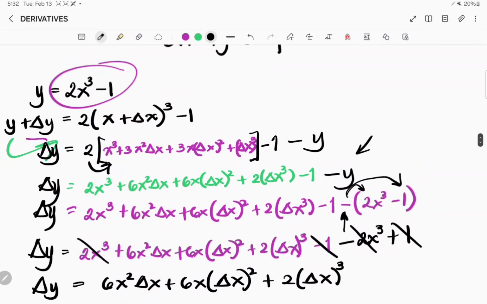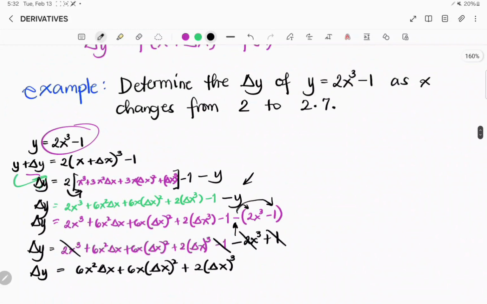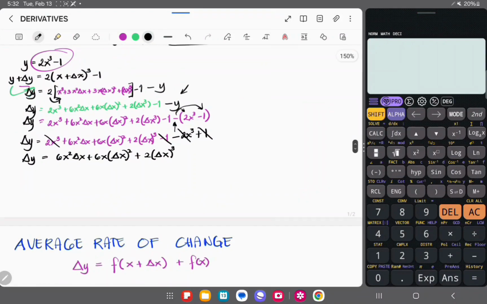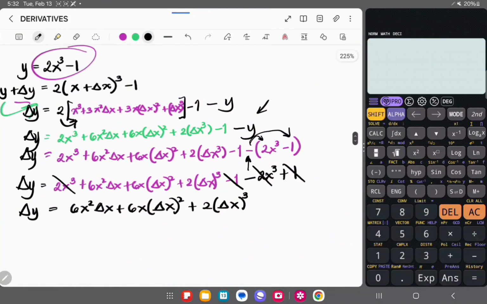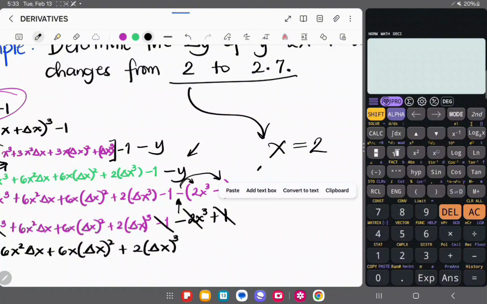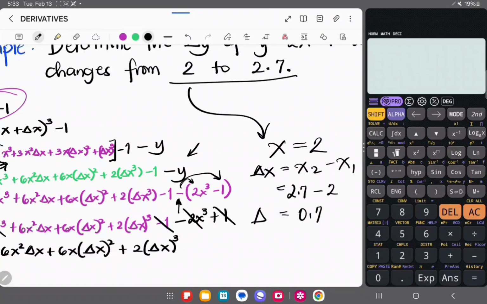Now, in order to get the change of y, as we change from 2 to 2.7, we have to check first the values of x. So this is our x, our first point, which is 2. And our change of x is going to be equal to x sub 2 minus x sub 1. And our x sub 2 is 2.7 minus x sub 1 is 2, meaning we have 0.7 as the change of x.